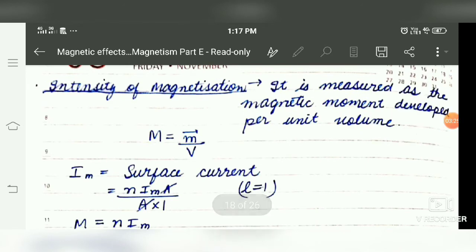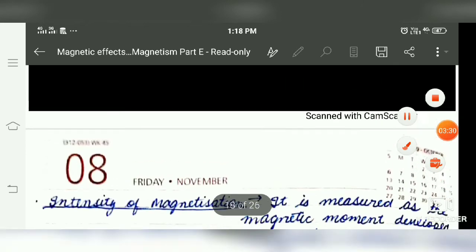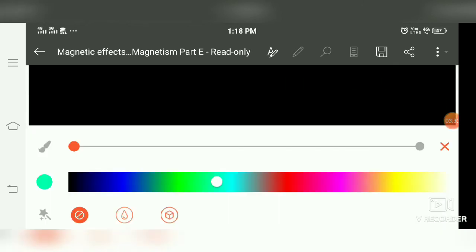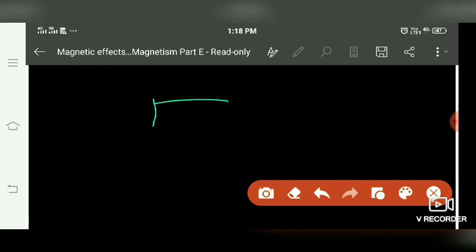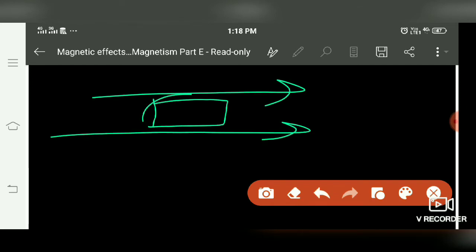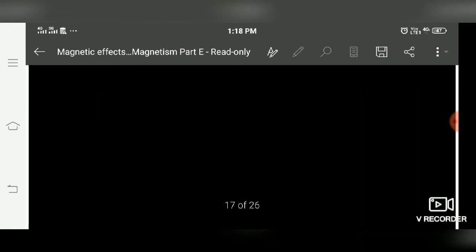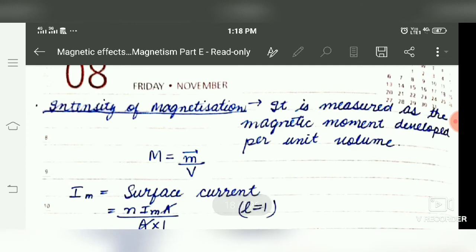Next term is intensity of magnetization. It is measured as the magnetic dipole moment developed per unit volume. It means the material is there in presence of a magnetic field. This material gets magnetized. How much it gets magnetized is called the magnetization of this material. So this is called intensity of magnetization, meaning how much a material gets magnetized in presence of an external magnetic field. Magnetic field intensity means how much a magnetic field can magnetize a material. Intensity of magnetization is how much a material can get magnetized in presence of a magnetic field.